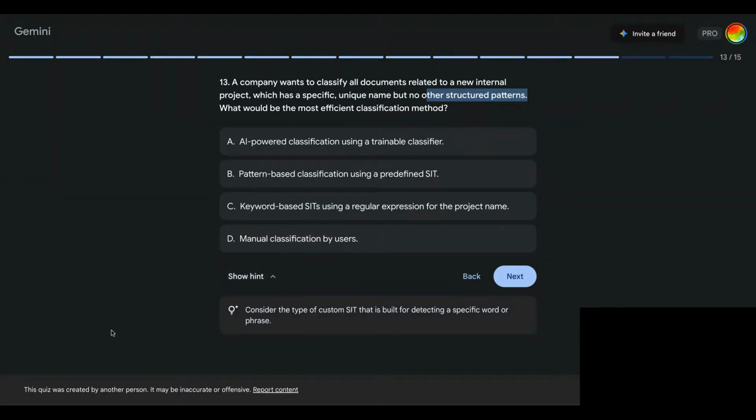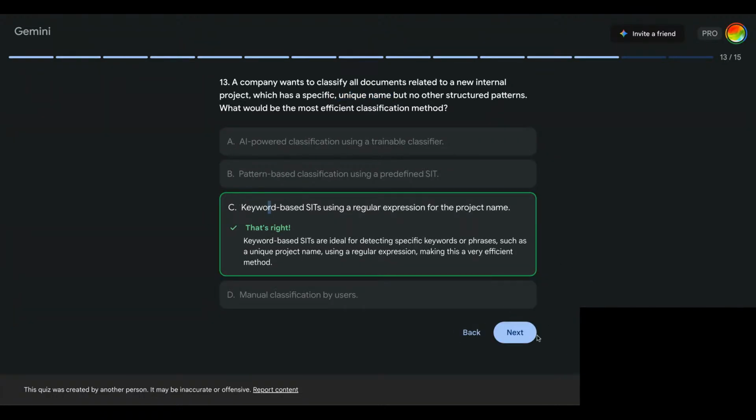I'll show you a hint. Keyword. Remember, they want to use unique keyword, no?